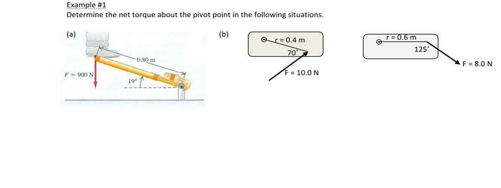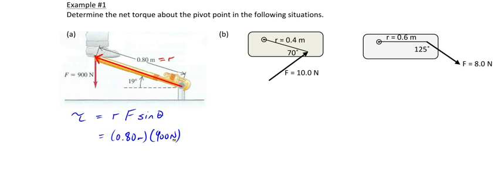Okay, so assuming that you have already tried it on your own, let's go with the general approach. Torque is equal to r, which is the position vector, multiplied by F, which is the force vector, multiplied by the sine of the angle. Your position vector r is right there. It's the distance from the point of rotation to where the force acts. So that is 0.8 meters. The force is 900 newtons.